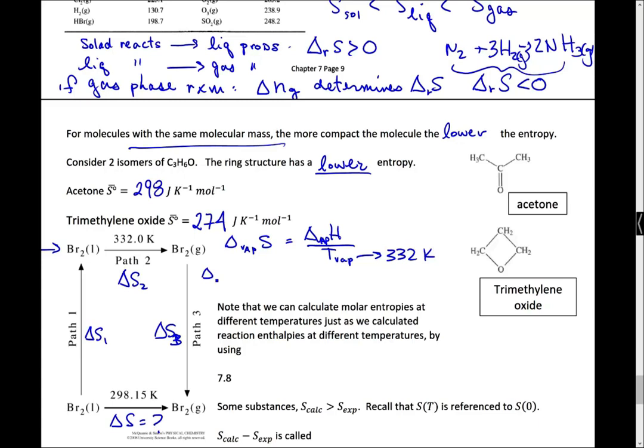So delta S for path 1 is going to be equal to the integral, in this case from 298 to 332 of the heat capacity of the liquid over the temperature dT. And delta S for path 3 is going to be the integral from 332 to 298 of Cp over T, but now the heat capacity for the vapor phase. And then delta S2 is just going to be the entropy change at 1 bar.